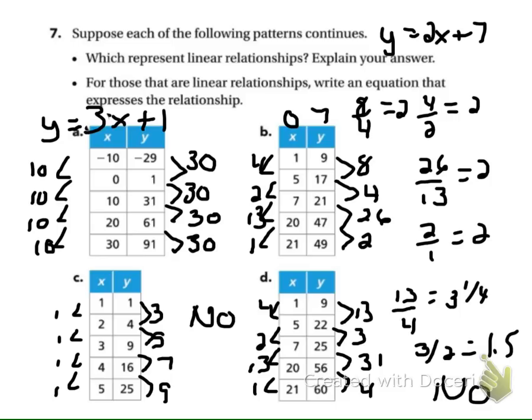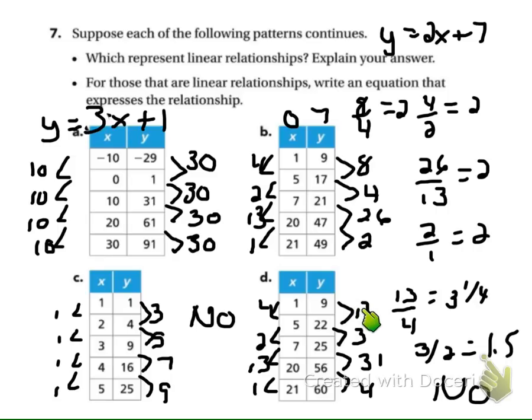Okay, on C, I got 3, 5, 7, and 9, and all of these are 1. I could show you all the division problems written out like this, but you already know that 3 divided by 1 is 3, and 5 divided by 1 is 5, and 7 divided by 1 is 7, and 9 divided by 1 is 9. So this is not linear because when you do those divisions, you don't get the same constant answer. So no, it's not linear.